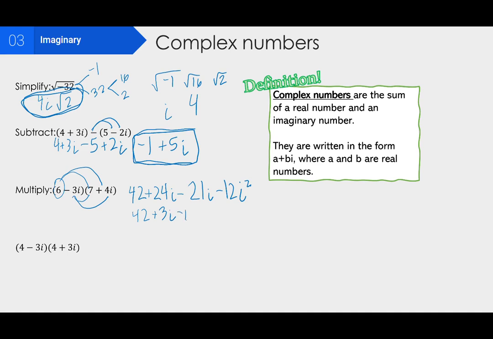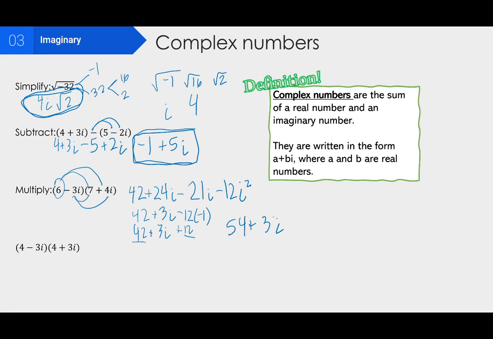But also there is a hidden integer here. i squared, we know from the definition of i, is negative 1. We can replace it. Negative 12 times negative 1 is plus 12. 42 plus 3i plus 12. We can combine like terms again. 42 plus 12 is 54 plus 3i. Written as a complex number because the imaginary part comes last. There we go. Can't combine anymore.